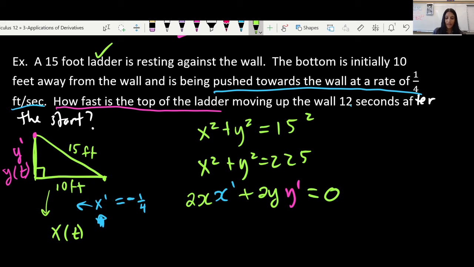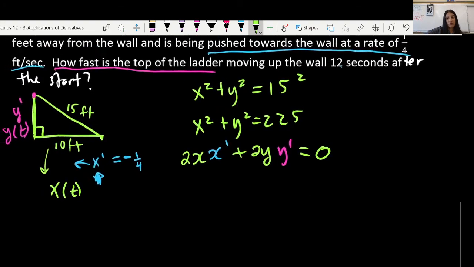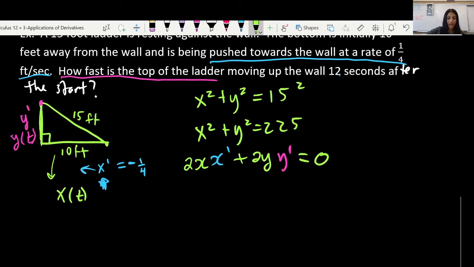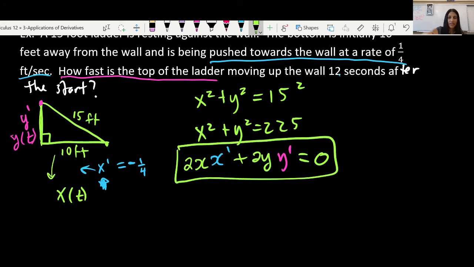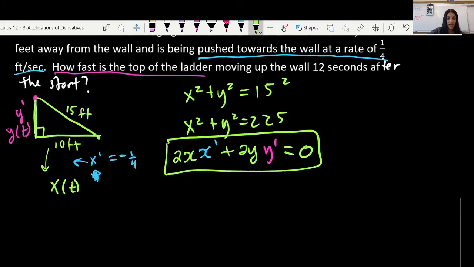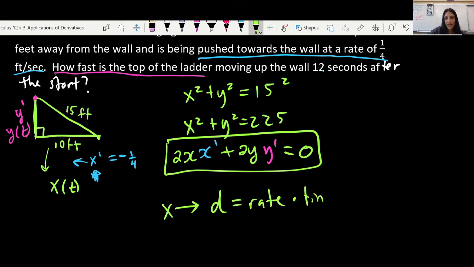Okay, so that's a part of what we were working with, so that's all good. I'm going to put this in a little box because this is going to be pretty significant coming up here. Okay, we can figure out x and y. So down here, I'm going to put x here. We know that distance is equal to rate times time.